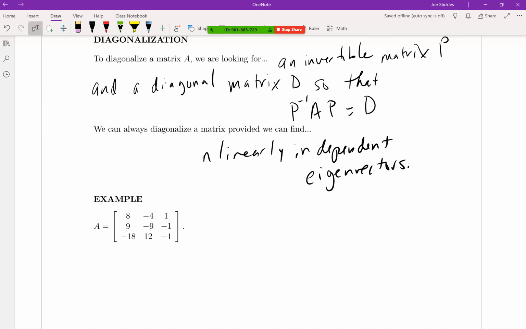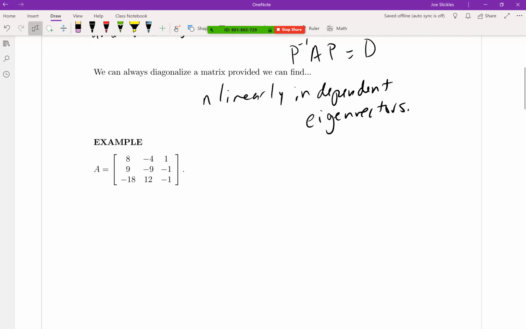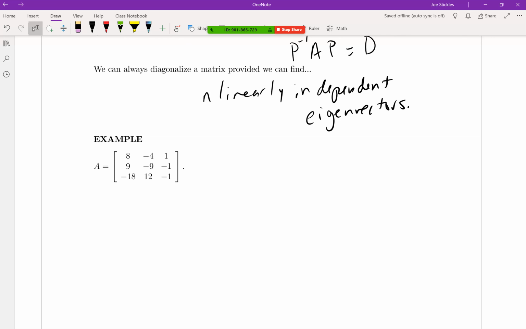If we can find those eigenvectors, then we can always diagonalize. So let's see if we can do this one. We have the matrix A, which is this one. To find eigenvectors, we need to find eigenvalues. To find eigenvalues, we have to do our characteristic equation.